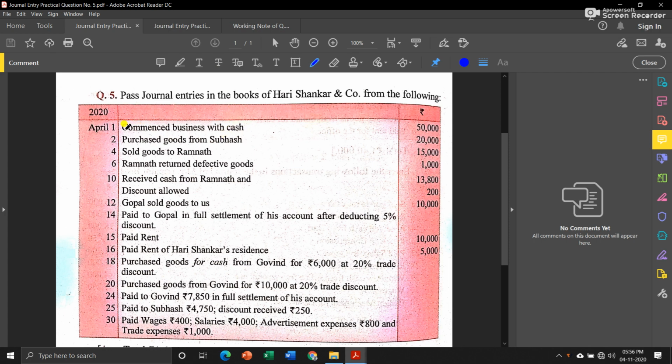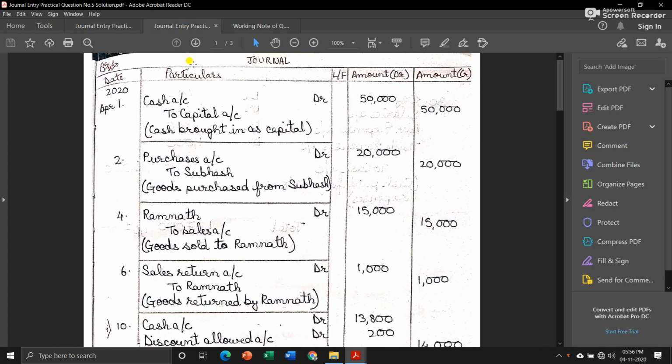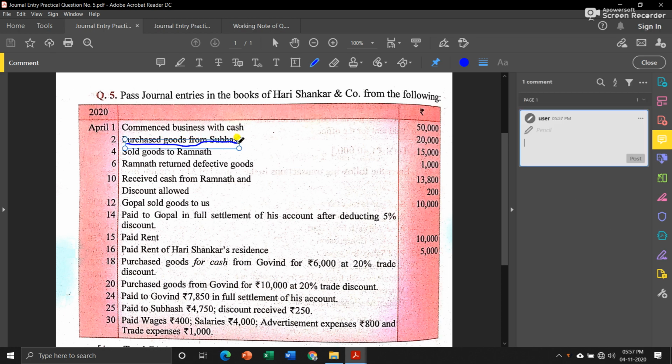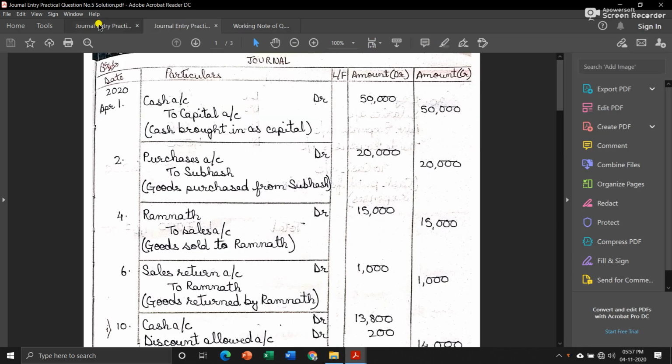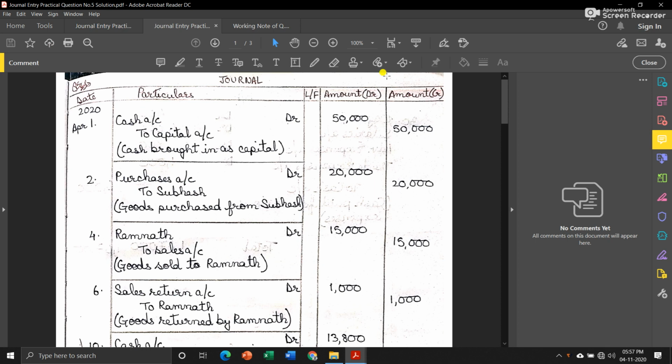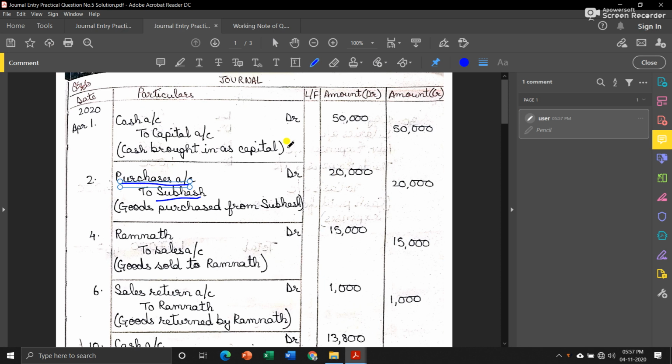Now the first entry is commenced business with cash. That means cash account debit to capital account, and in the narration we wrote cash brought in as capital. Then second is purchase goods from Subhash. Since they haven't mentioned whether this purchase was for cash or credit, we will consider it a credit transaction. So we wrote purchases account debited to Subhash, amount 20,000.